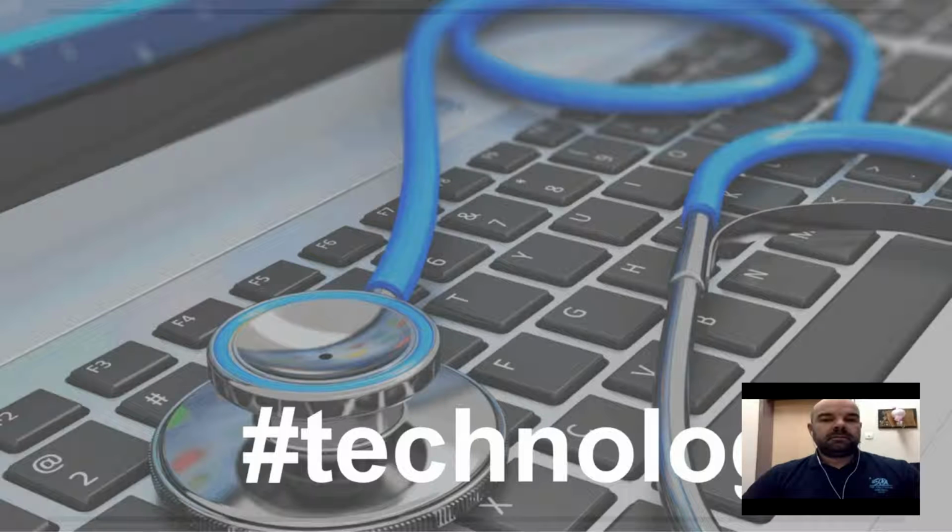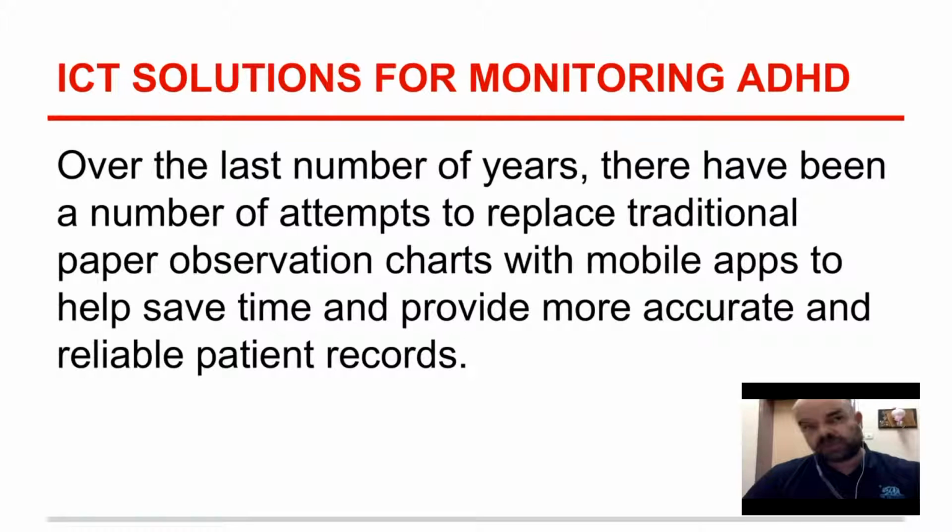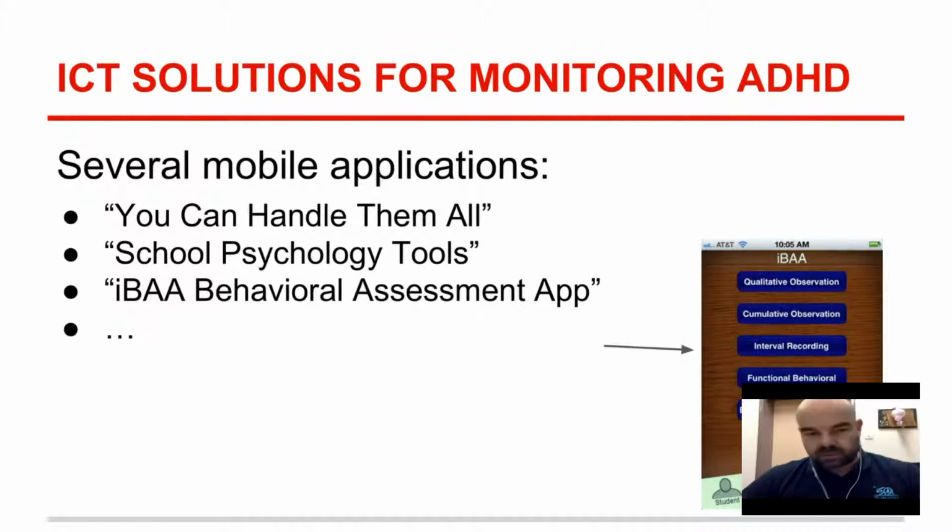Okay, and let's come to technology. Can technology be useful in this very specific part in the behavior observation field? Of course it can. And there are many ICT solutions for monitoring the behaviors and the symptoms of ADHD. A number of attempts have been made to replace traditional paper and pen observation charts using mobile applications. Mostly, these applications aim to help the observers save time and provide more accurate and reliable records.